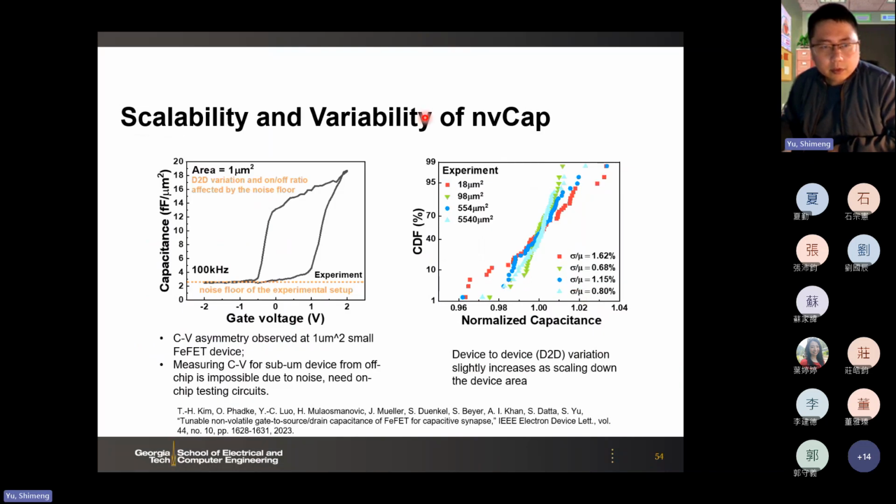Here the smallest sample we measure from the wafer is 1 micrometer square, because this already reached the noise floor of the experimental setup. It's very difficult to measure any capacitance below 1 femtofarad because of the noise of the off-chip measurement. But at least for a 1 micrometer square cap, we can reproduce the results. And on the GlobalFoundries wafer we have so many devices, so we measure the statistics, and we can see that with the scaling, the distribution will spread out a little bit, but is still pretty close to the center of the distribution. The variation is pretty small, only 1 or 2%.